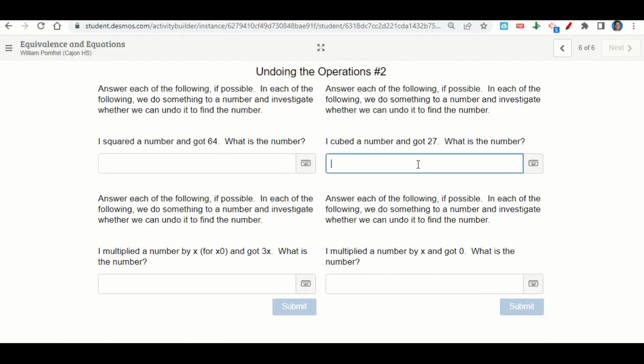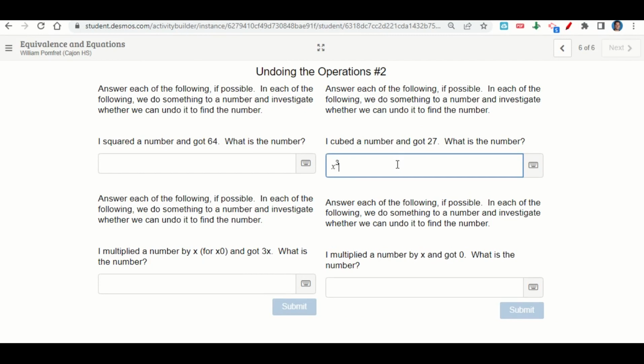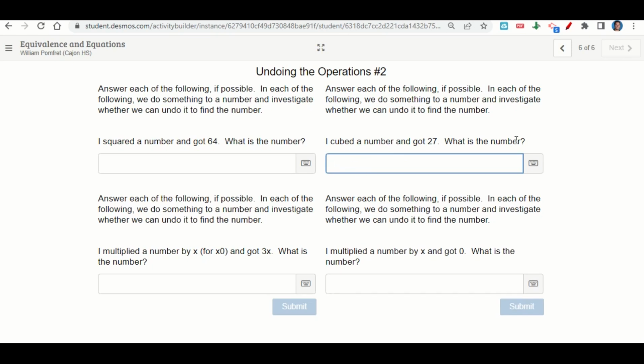And then continue that for the next one as well. You're going to go ahead and find the number. So this one says I cubed a number and got 27. So x is a number we don't know, and we cubed it, and we get 27. Okay, what is the number? So there we go. So that's what you'll do for this assignment.